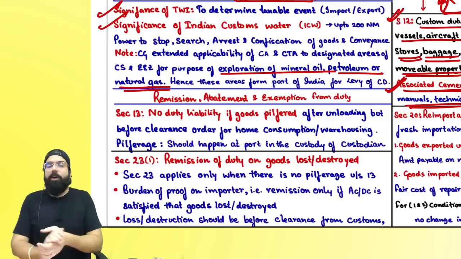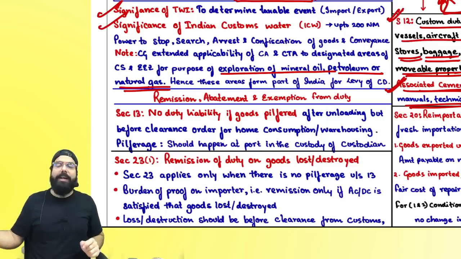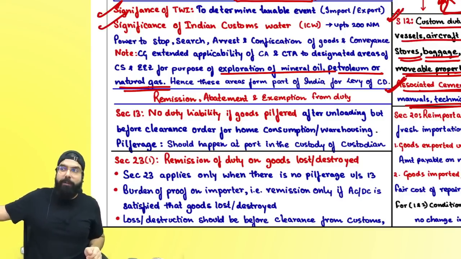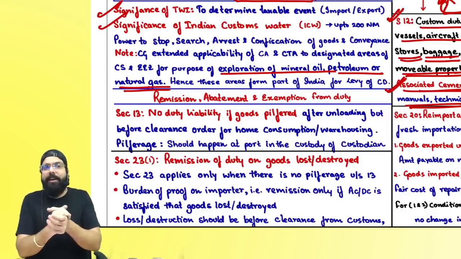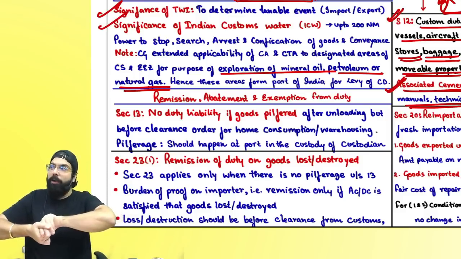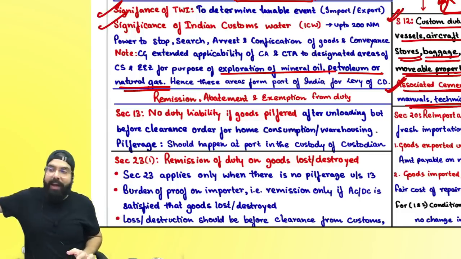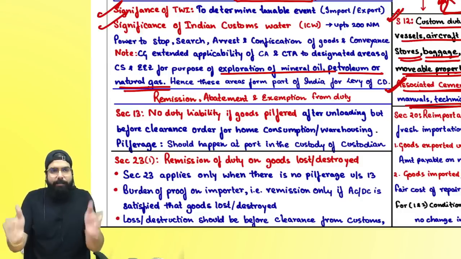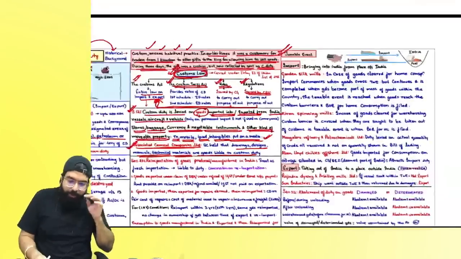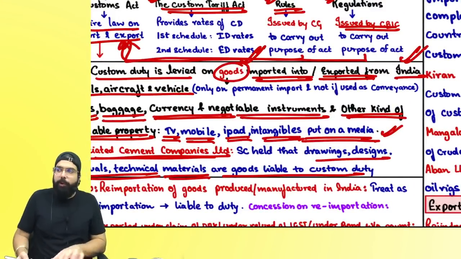Are we clear, everyone? Always remember, India will always include the territorial waters of India, and the territorial waters will help you in determining import or export. The exclusive economic zone and continental shelf are not India, but the government has extended the applicability of the Custom Act and Custom Tariff Act to the specified area of the continental shelf and exclusive economic zone, and those specified areas are part of India. Right, everyone?